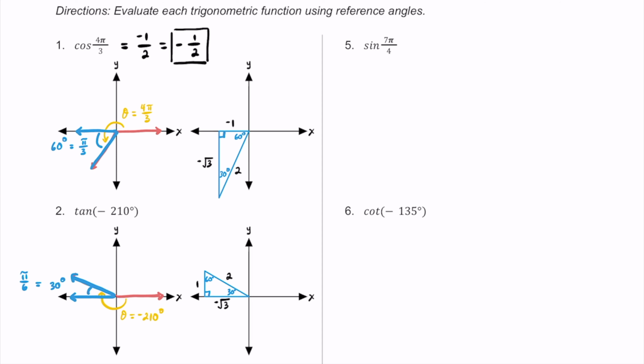Now, if we're taking tangent of this 30 degrees, tangent is going to be the ratio of y to x, or it's going to be opposite over adjacent, whichever one works better for you. So that's going to be 1 over this negative root 3. And what you can do here is we can rationalize the denominator because we don't want a radical in the denominator. So we're going to multiply by root 3 over root 3. And if we do that, we're just going to end up with negative root 3 on top. And then on the bottom, root 3 times root 3 is just going to be 3. So our final ratio here is going to be this negative root 3 over 3. That's what tangent of negative 210 degrees is.